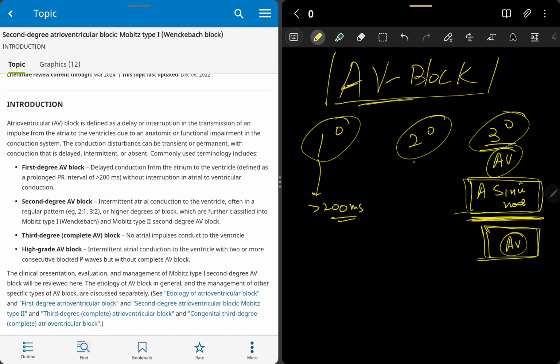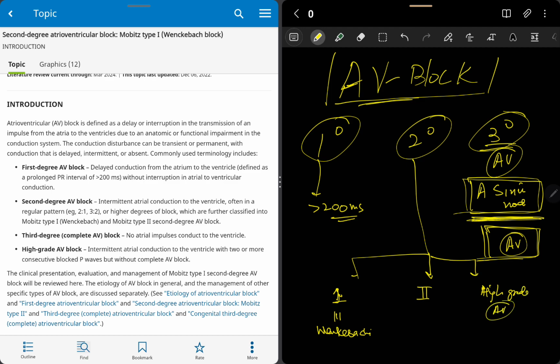Second degree AV block is of three types. One is Mobitz type 1, which is also called Wenckebach. Then is Mobitz type 2. Then we get high degree AV block. This is high grade or high degree AV block. This also comes under second degree. Third is when there is complete block. No P waves, no atrial impulses are conducted to the ventricular side.